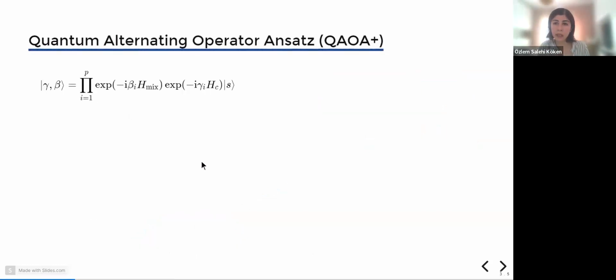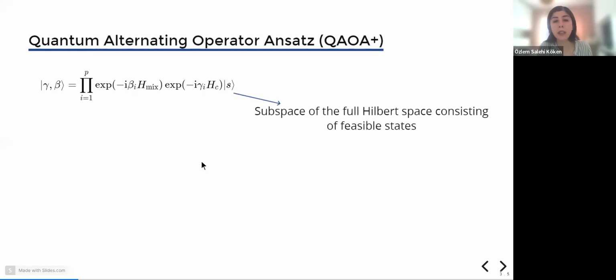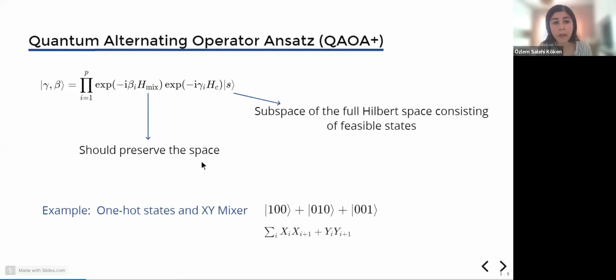There is a generalization of QAOA called quantum alternating operator ansatz. Here you can start in an arbitrary initial state, which is usually taken to be a subspace of the full Hilbert space consisting of feasible states. In this case, for the mixer, an operator is chosen so that it preserves the space. Let me give you an example.